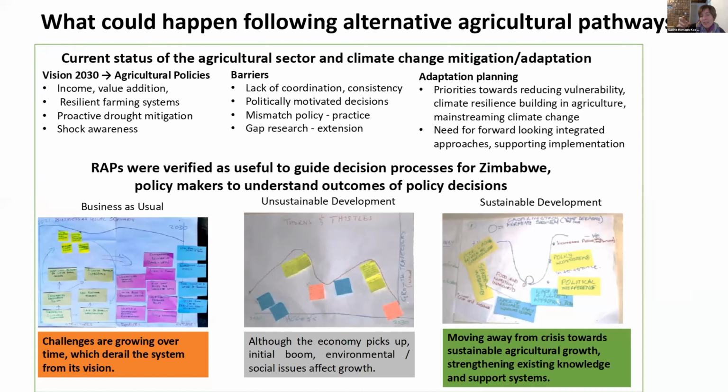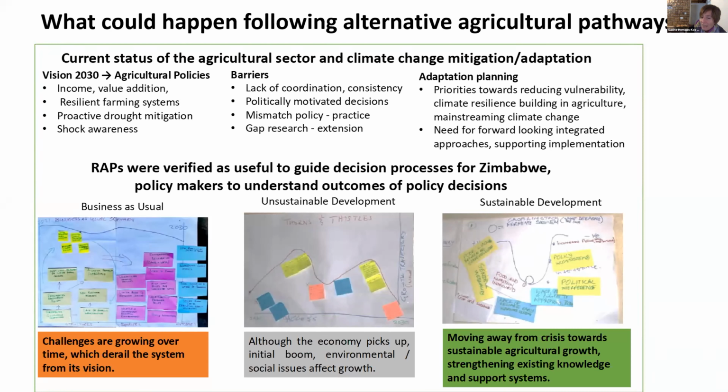And by engaging in these cup and ball model dynamics, we could really visualize that if we follow business as usual, there was a very strong sense coming out on the left side, this orange graph here, with all the challenges, that the challenges will grow over time and they will derail the system even more from its vision. In comparison, if we look at these fast economic boom interventions without considering the environment and the social issues, we have quick growth, but it will go down because we will slow down, we cannot hold because of negative externalities.